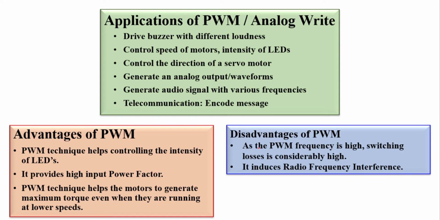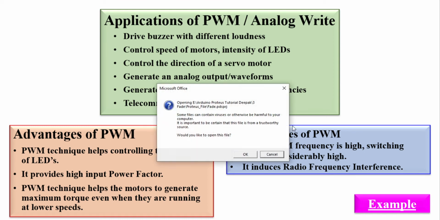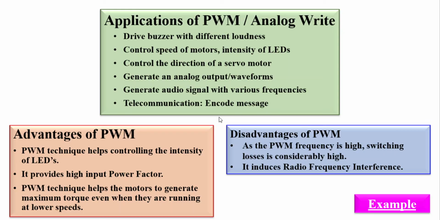What are the disadvantages? Of course, PWM signals are generated with high frequencies, so switching losses are too high in that case. And of course it also induces radio frequency interferences. Because we are working at a very high frequency, it may generate EMI or EMC related issues in the nearby devices.